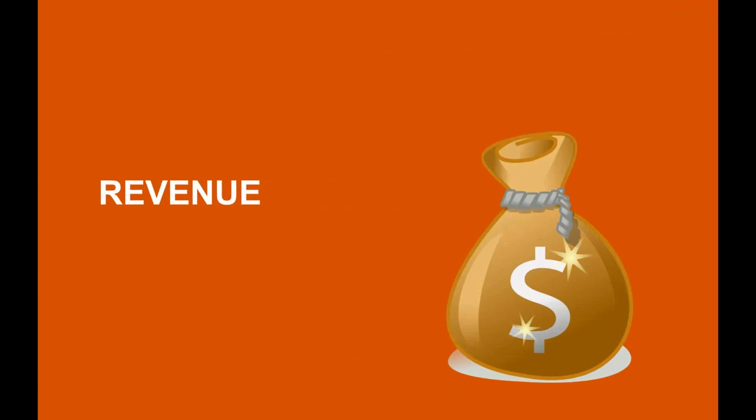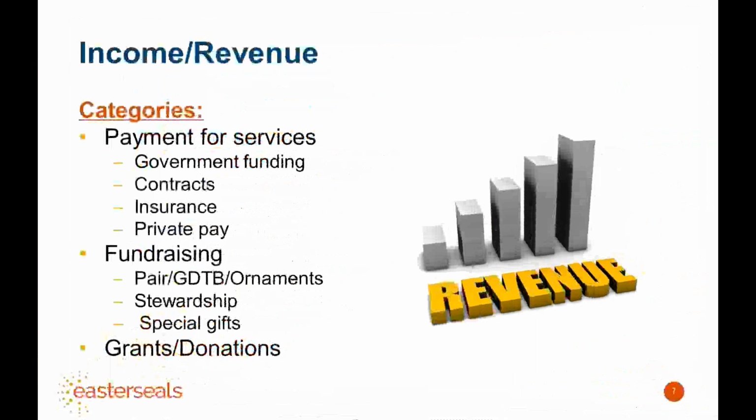So now we're going to be talking briefly about revenue. There are many different forms of income received by the organization. For instance, we have payment for services that can come from government funding, from contracts, insurance payments, and even private pay. But we also have fundraising revenue.